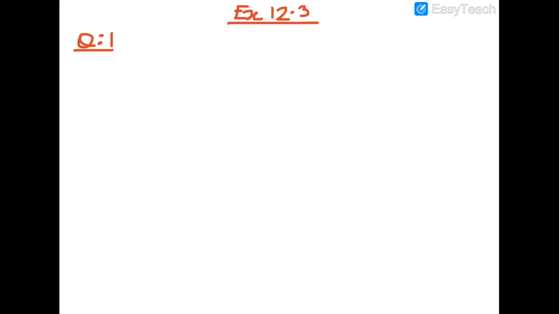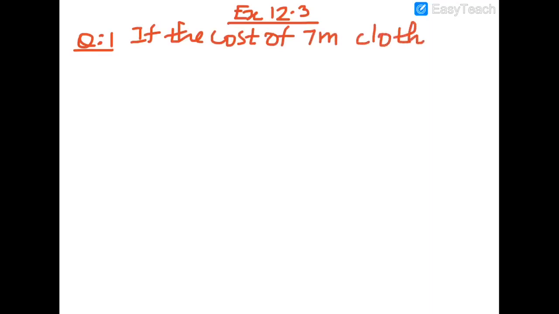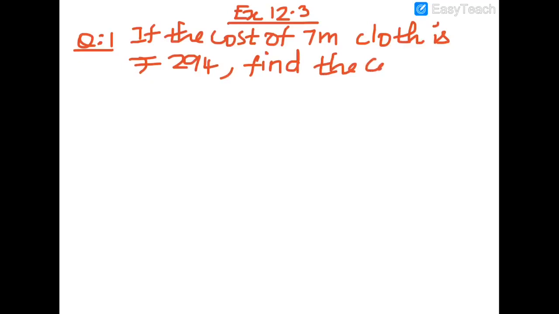If the cost of 7 meters of cloth is 294, find the cost of 5 meters of cloth. I will write the question here. If the cost of 7 meter cloth is 294, find the cost of 5 meter cloth.